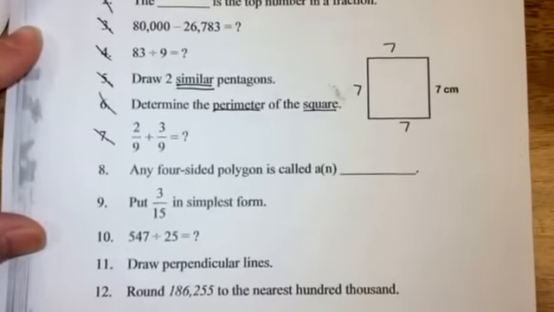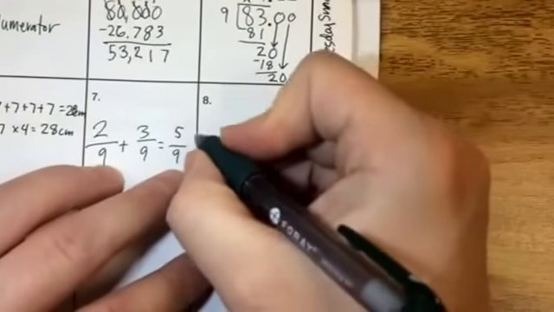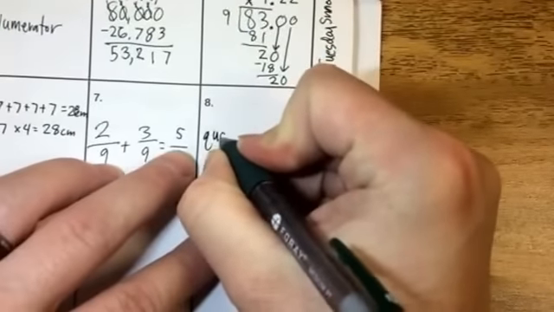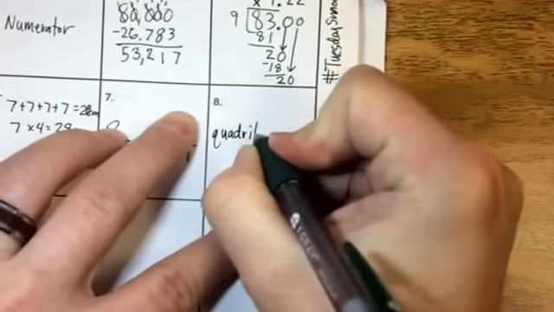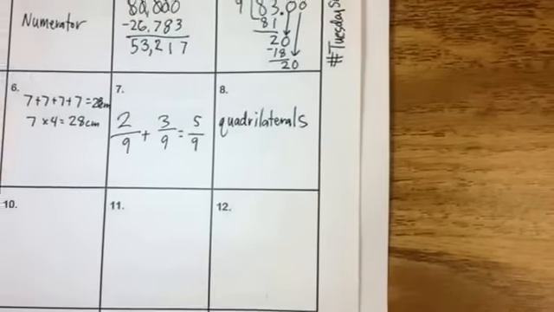Okay, number 8. Any 4-sided polygon is called, and you should know this because this is what we just started talking about yesterday, a quadrilateral. They are called quadrilaterals. And you should even know how to spell them. Quadrilaterals.